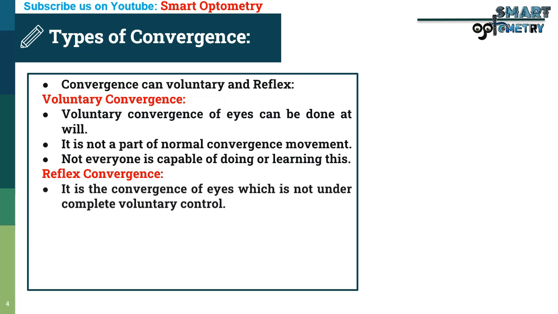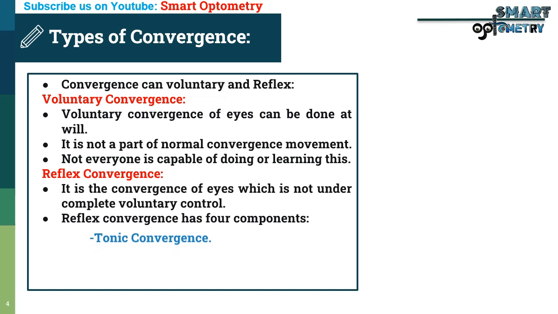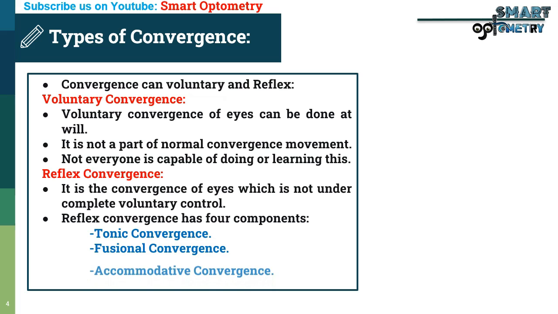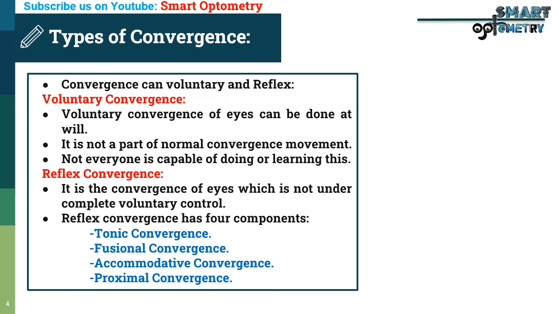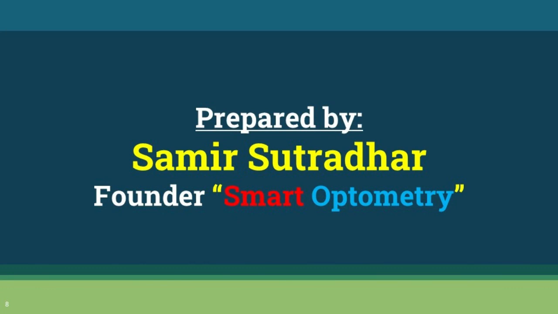Reflex convergence. It is the convergence of eyes which is not under complete voluntary control. Reflex convergence has four components: tonic convergence, fusional convergence, accommodative convergence, and proximal convergence. In the upcoming slide, we will see details about these four types of reflex convergence.